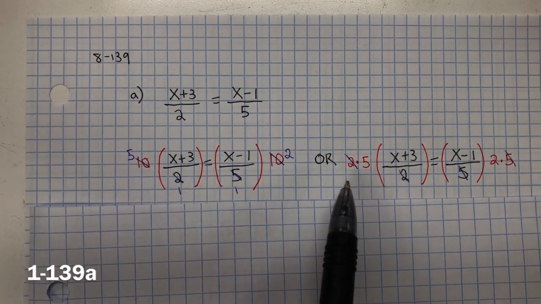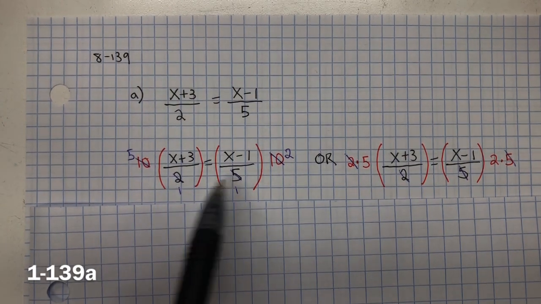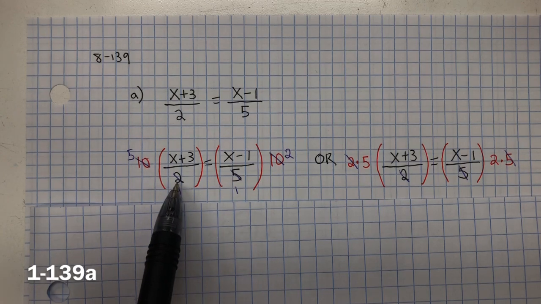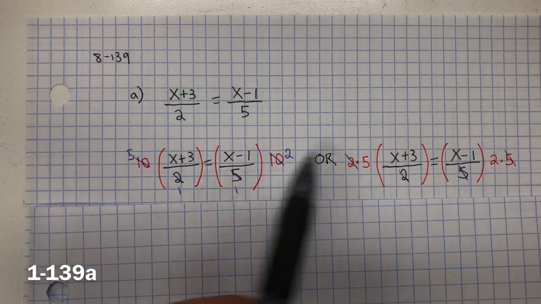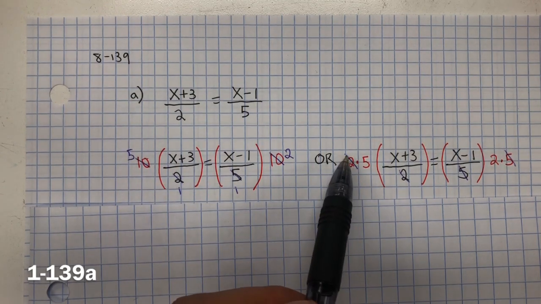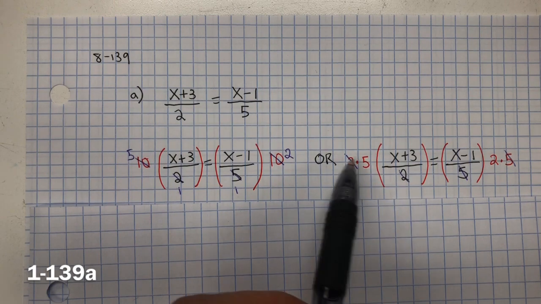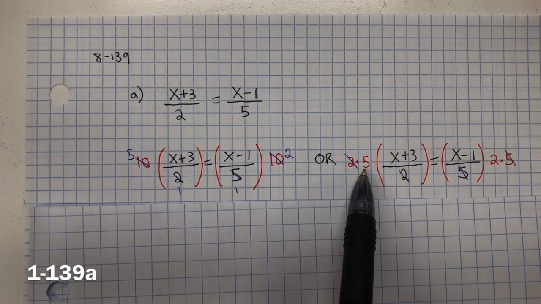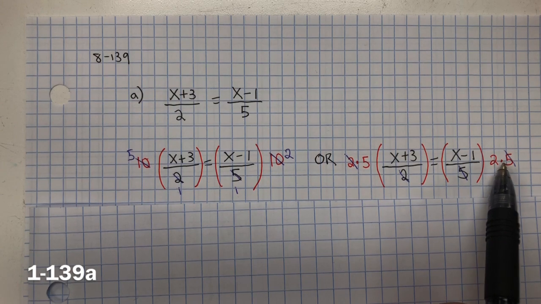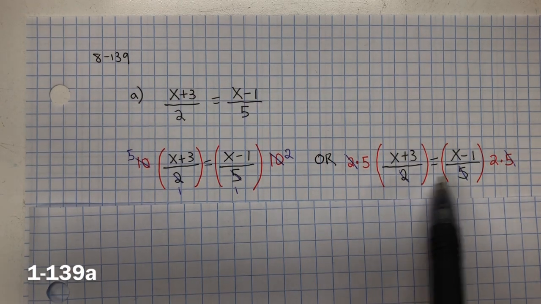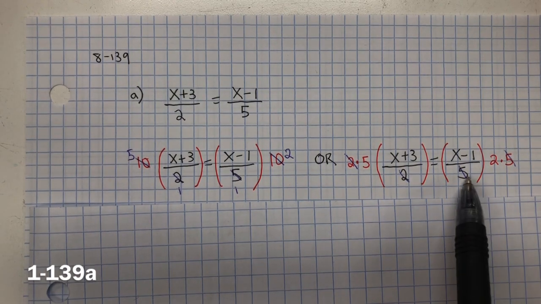The other way of doing it, instead of multiplying by 10, I could just multiply both sides by the denominators. 2 multiplied by 5. And I'm essentially doing the same thing I'm doing over here. 2 divided by 2 is 1. 2 divided by 2 is 1. And those will cancel each other out. And I'm still left with 5 like I was here. And then I multiply this side by 2 times 5. And I'm getting it from these two denominators. And then the 5's will cancel out because 5 divided by 5 is 1.